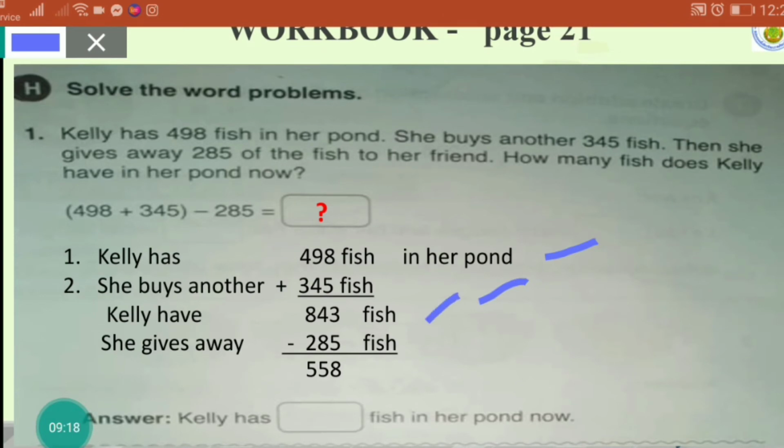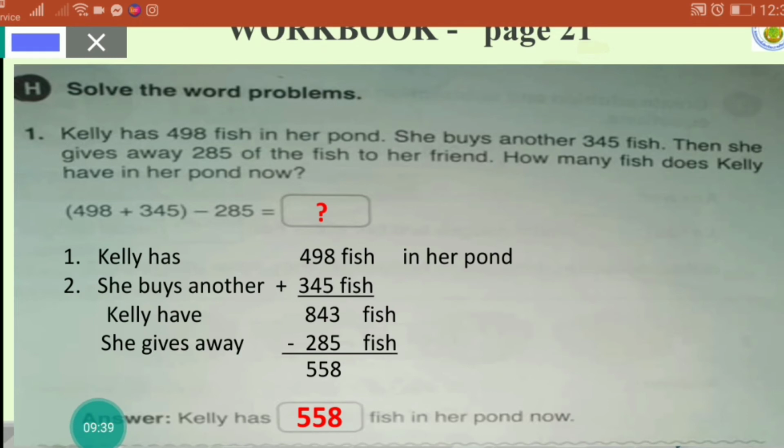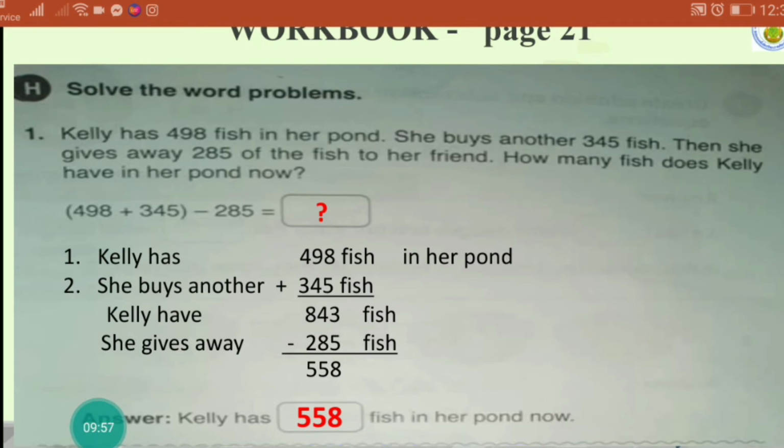And then we're going to minus 285 fish. So our answer is 558. The answer should be in a sentence. How many fish does Kelly have? So our answer should be, Kelly has 558 fish in her pond now. Very good.